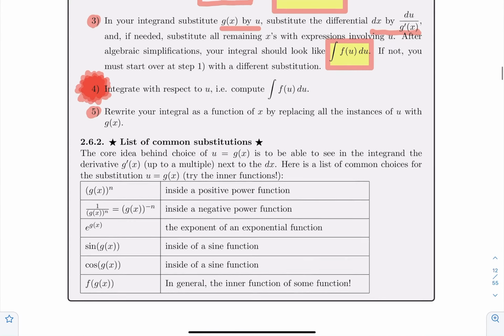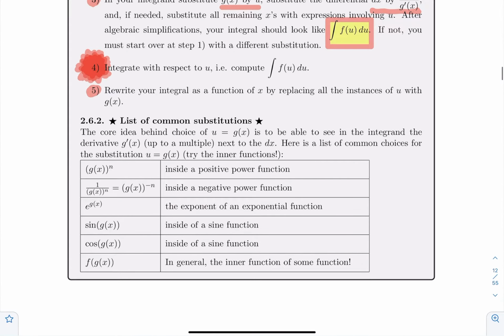So again, just to make it clear, the tougher part of the question is always to choose u. So what I've done here is I made a little table. This table is not exhaustive. There's other possibilities, but in a lot of those examples, the inside of a positive power is typically a good choice for u. So whatever equation you have under a power or a negative power, that's also a good attempt for the choice of u.